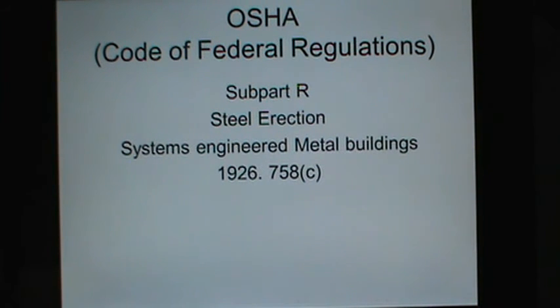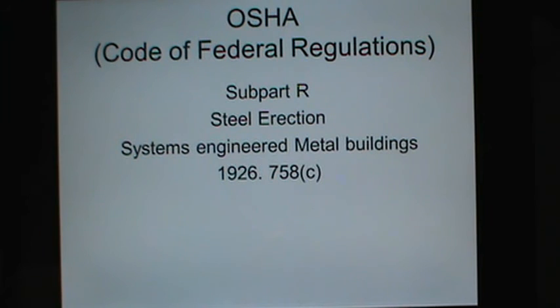Let's flip over to systems-engineered metal buildings. This is section 758, and I want you to find paragraph C. Remember, this is specifically for systems-engineered metal buildings. Paragraph 758(c): Rigid frames shall have 50% of their bolts, or the number of bolts specified by the manufacturer, whichever is greater, installed and tightened on both sides of the web adjacent to the flange before the hoisting equipment is released. There you go.